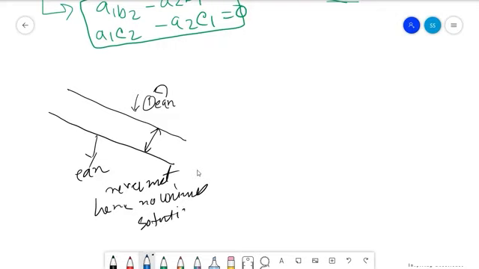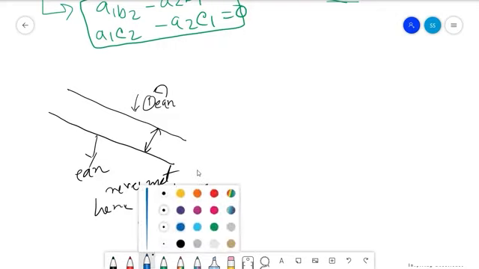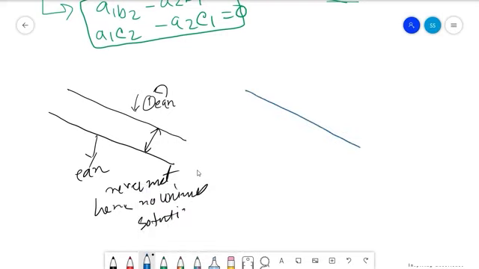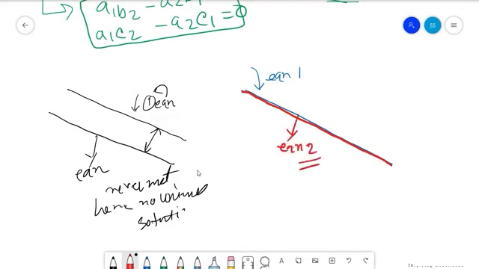And the case where we have infinitely many solutions is that if this is the line corresponding to equation 1 and the other line corresponds to equation 2 and they overlap. Excuse my drawing, but they actually overlap. So this is the geometrical picture of an infinite number of solutions. That is, at each and every point there is a solution.